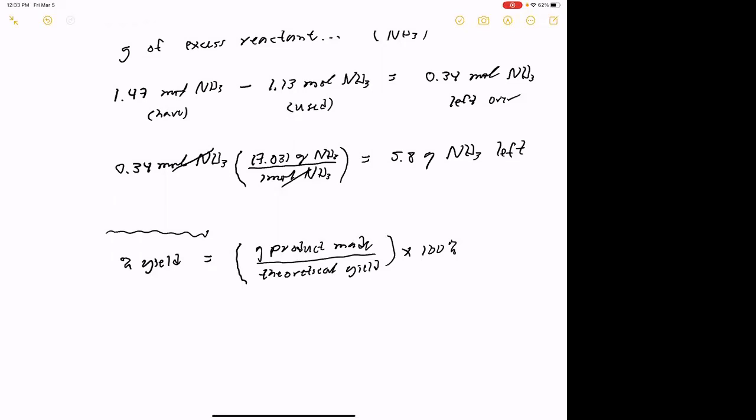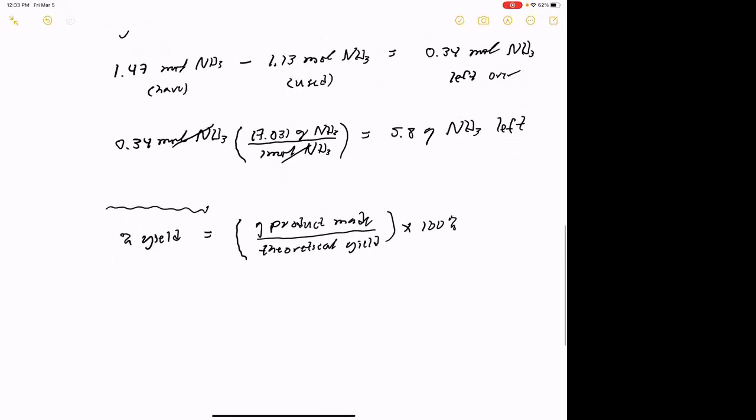So in our problem, let's just go ahead and say we ran the reaction. And let's say that when we actually ran the reaction, we really collected 31.5, I'm just making a number up here, grams of nitrogen monoxide.